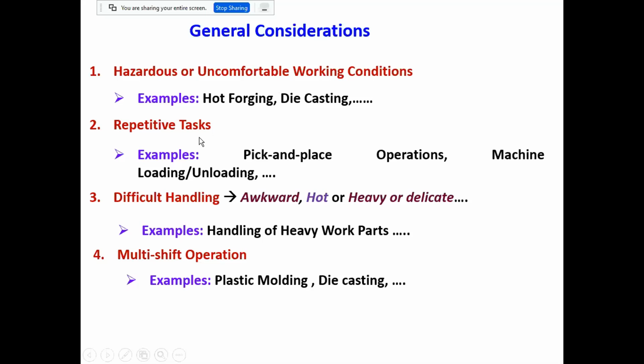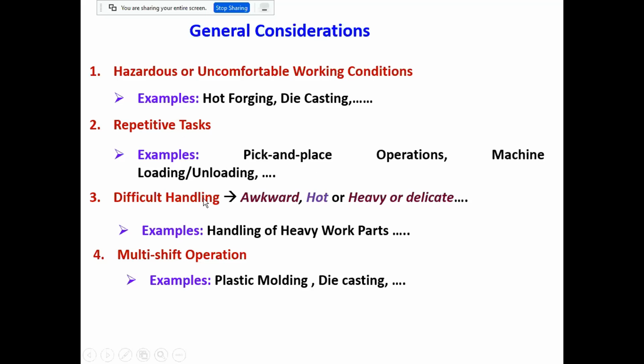Second one, you will see the repetitive task, meaning the sequence of elements does not vary from cycle to cycle. It is possible that it could be programmed to perform the task. But human beings are not ready for repetitive tasks. They need challenging tasks. But here, for the same work, for example, pick and place robots, some operations are machine loading and unloading, inspection, assembly, many operations will come under repetitive tasks. Use the robots whenever repetitive tasks are there.